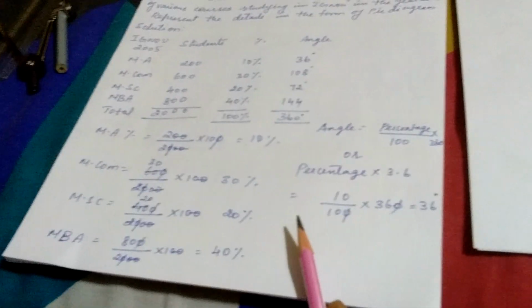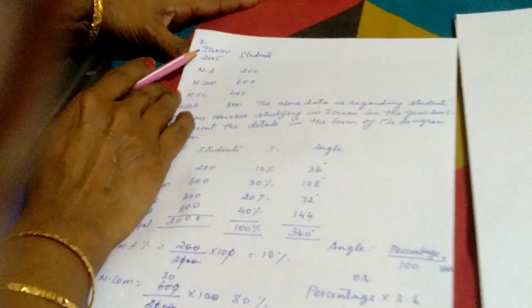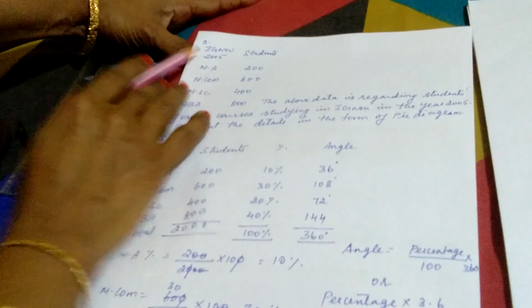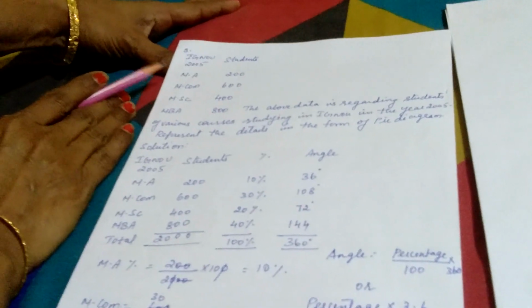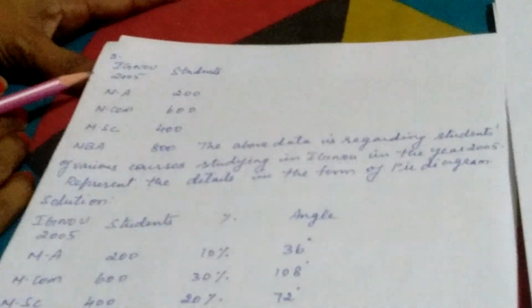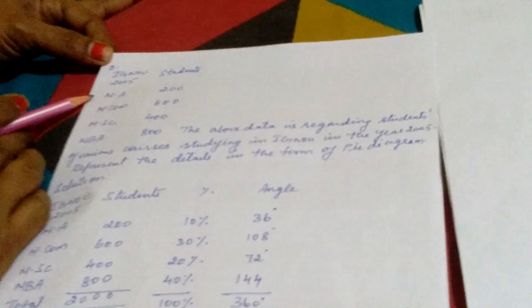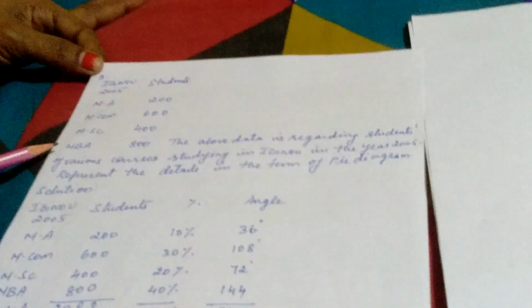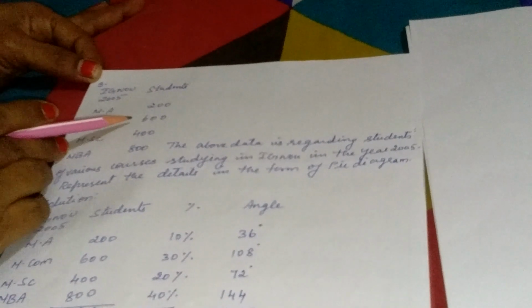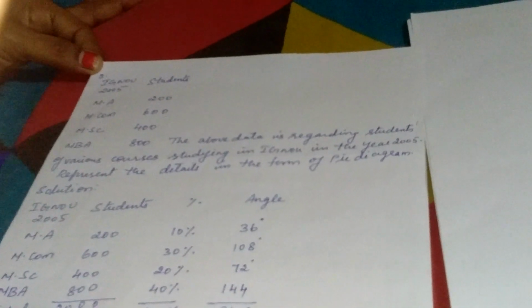I'm going to explain you with one problem. That is IGNOU. This is regarding the students of various courses studying in IGNOU in the year 2005. So these details you have to represent in the pie diagram. The courses are MA, MCom, MSc and MBA, and the students are 200, 600, 400 and 800.